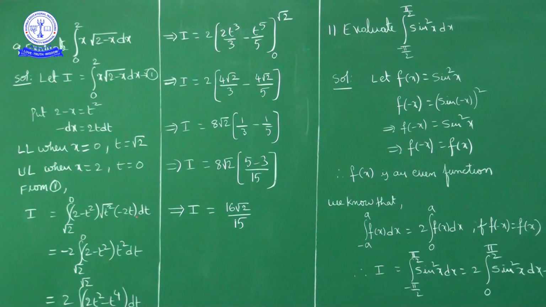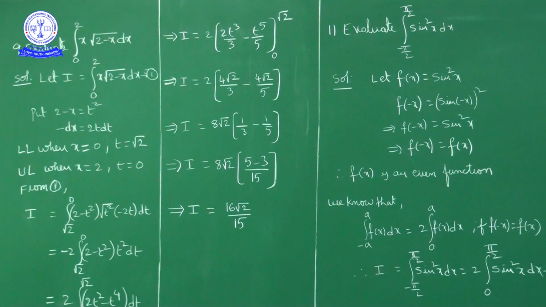But the constant minus 2 I will write outside: minus 2 into integral root 2 to 0, 2 minus t square into square root of t square, which is t, into t square dt. Multiply t square inside. So what we'll get? Here we have minus 2; if I write it as 2, then when you multiply with the minus, the lower limit changes to upper limit and the upper limit changes to lower limit. So 2 into integral 0 to root 2, 2t square minus t power 4 dt.